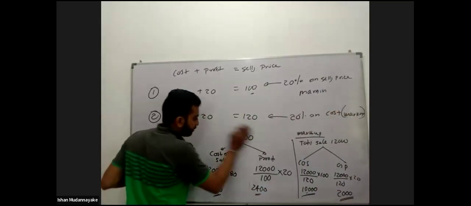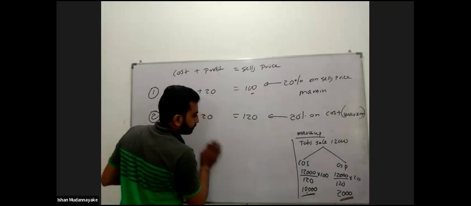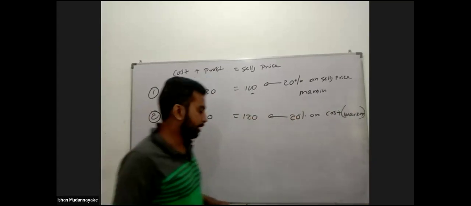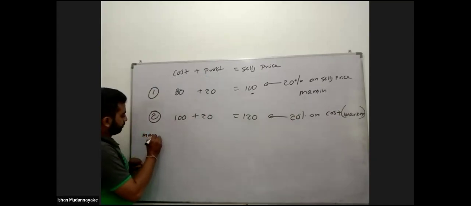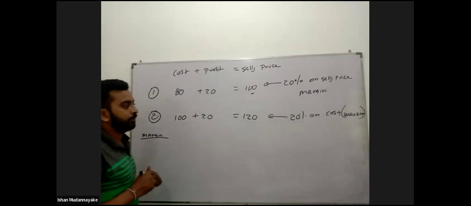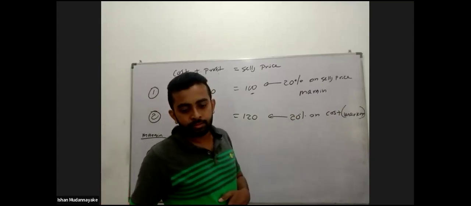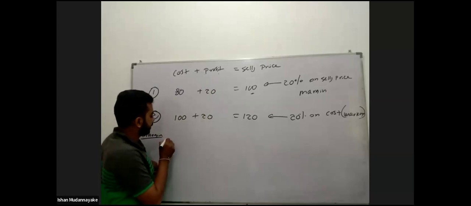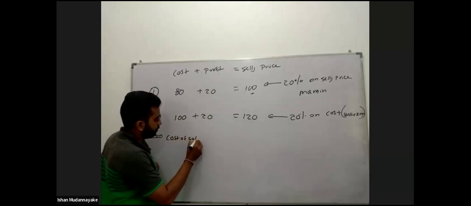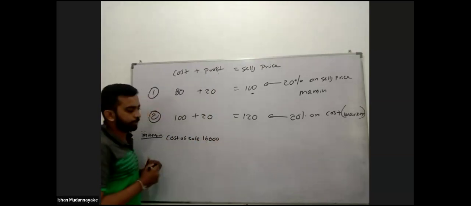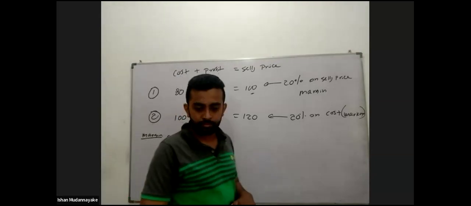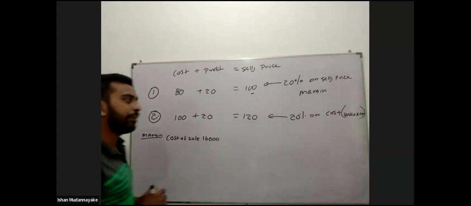Another example. Let's say the examiner has given you cost of sales 16,000. The cost of sales of the business organization is 16,000. The business uses a profit margin of 25%.